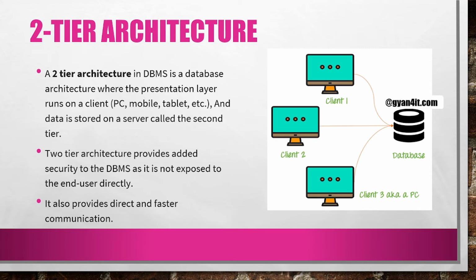As I have written here, a two tier architecture in DBMS is a database architecture where the presentation layer runs on a client. Presentation means application or software, that is your PCs, mobile phone, tablet, etc. And the data is stored on a server called the second tier. The two-tier architecture provides added security to the DBMS as it is not exposed to the end user directly. It also provides direct and faster communication.